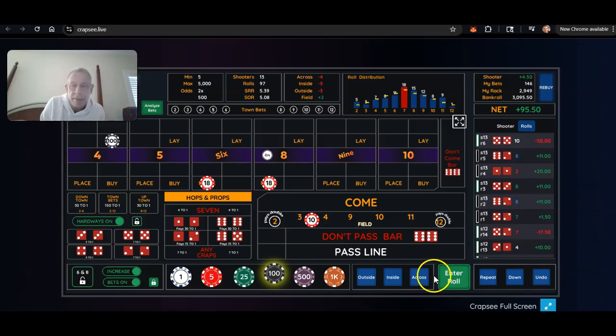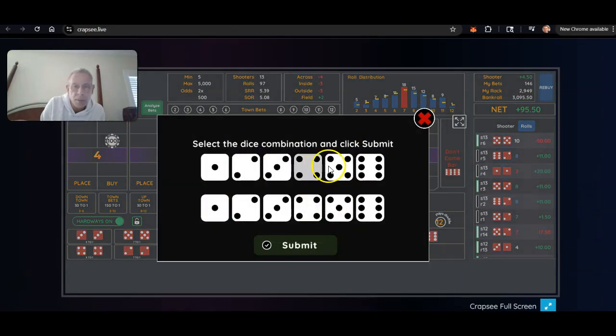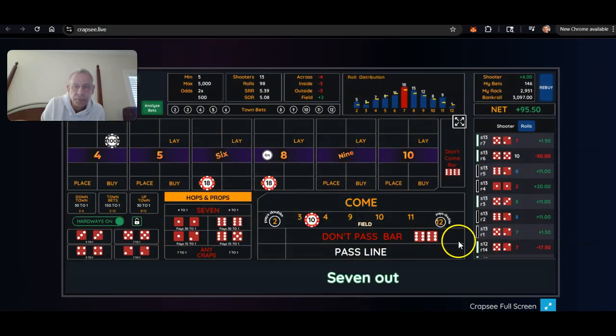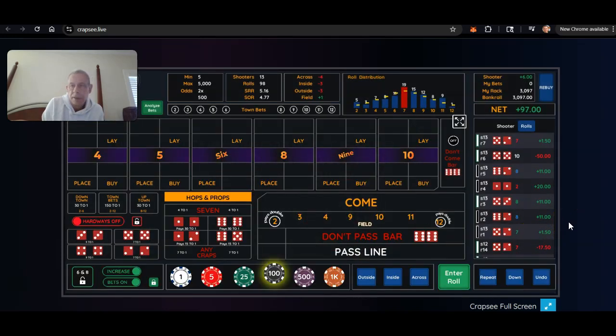5, 2, 7. So the fact that we actually went back up is actually going to help us. 7 out. All right, so we made $1.50 on that. No big deal. All right, we're going to repeat it. 18 and 18 and 10, and here we go. We're back to about $100.